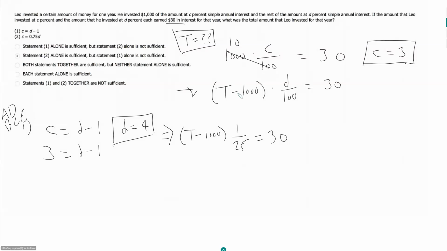And I would be moving on in my actual test. I don't think this should be that hard though, because I can just multiply each side by 25 to get rid of my fraction on the left. And so 30 times 25, so 25 times 3 is 75, so 750. So T minus 1,000 is equal to 750, so T, my total amount invested, should be $1,750.